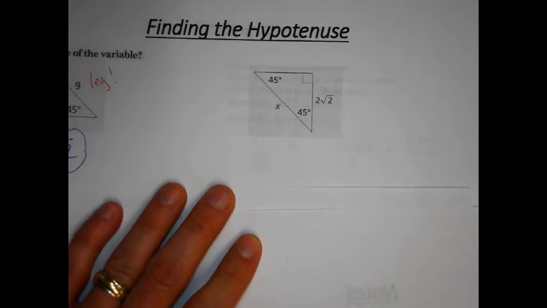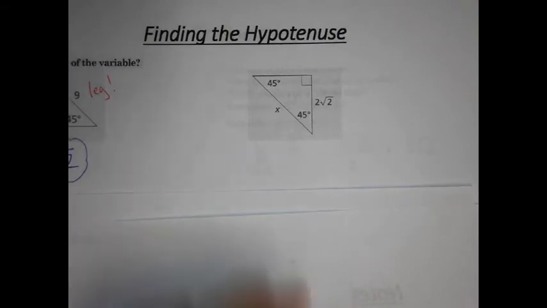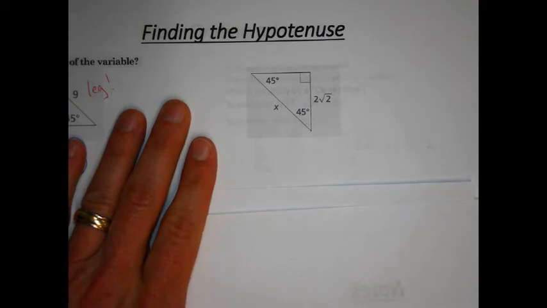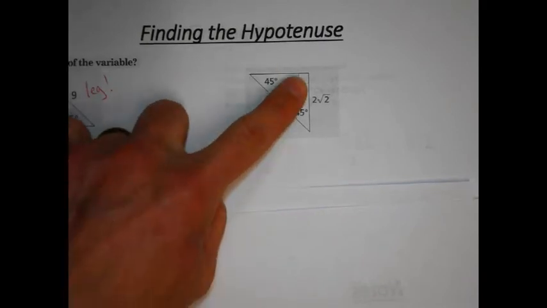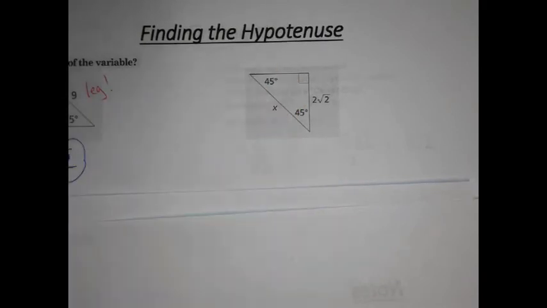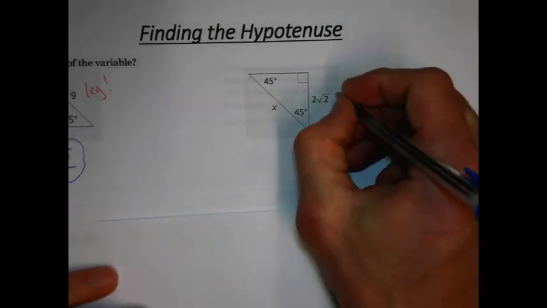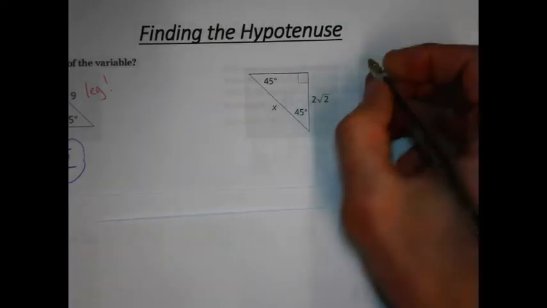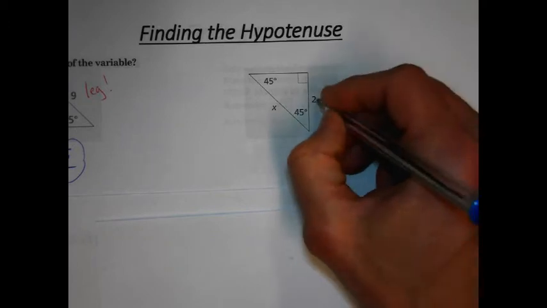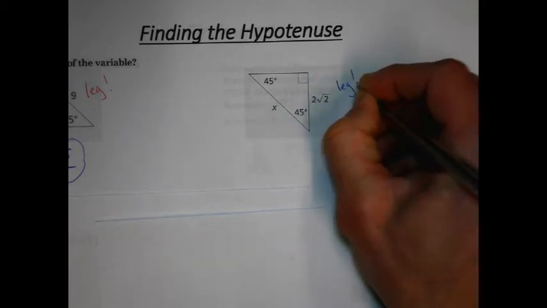So here we have another 45-45-90 right triangle. The question is, what's the value of the variable? Of course, this is the hypotenuse. So what's going on? 2 times the square root of 2. This is not the hypotenuse. This is the leg, dudes. Pay attention. This is the leg.